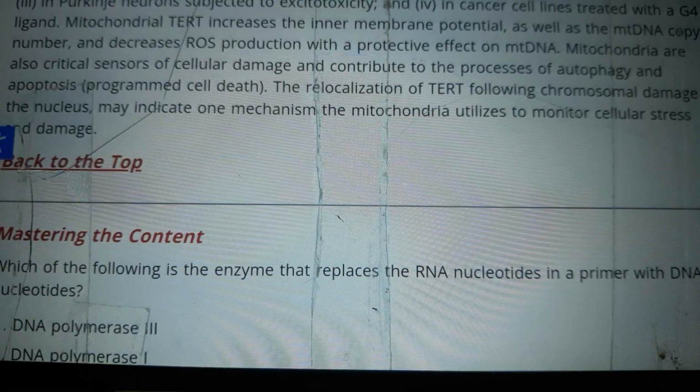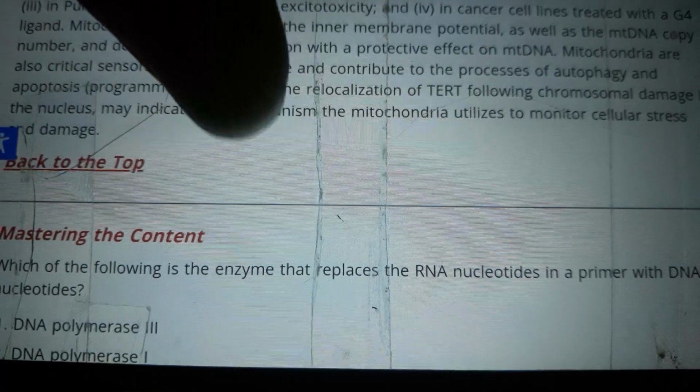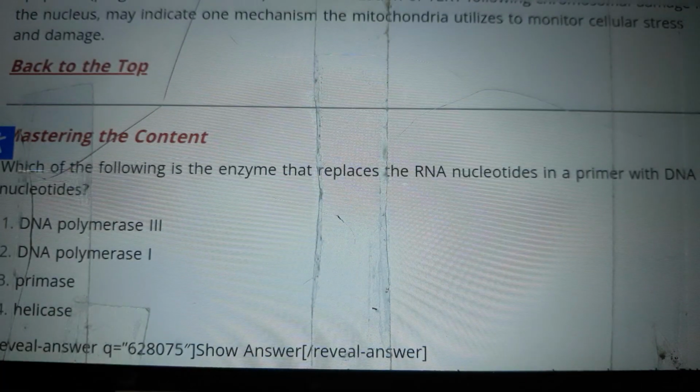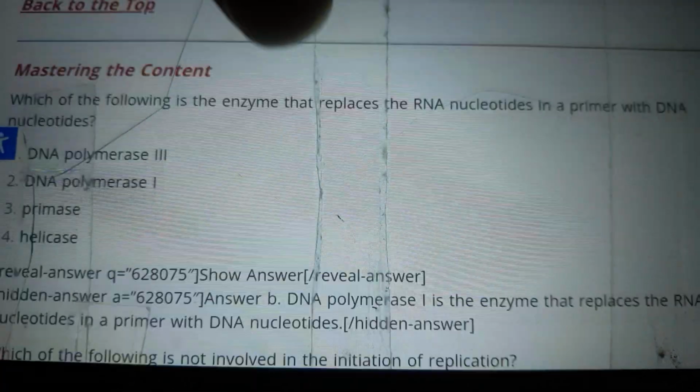Mitochondria are also critical sensors of cellular damage and contribute to the processes of autophagy and apoptosis, programmed cell death. The relocalization of TERT following chromosomal damage in the nucleus may indicate one mechanism the mitochondrion utilizes to monitor cellular stress and damage.